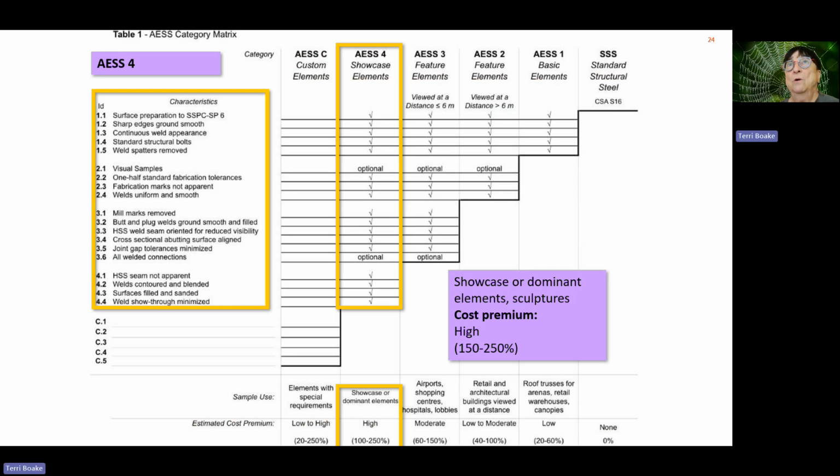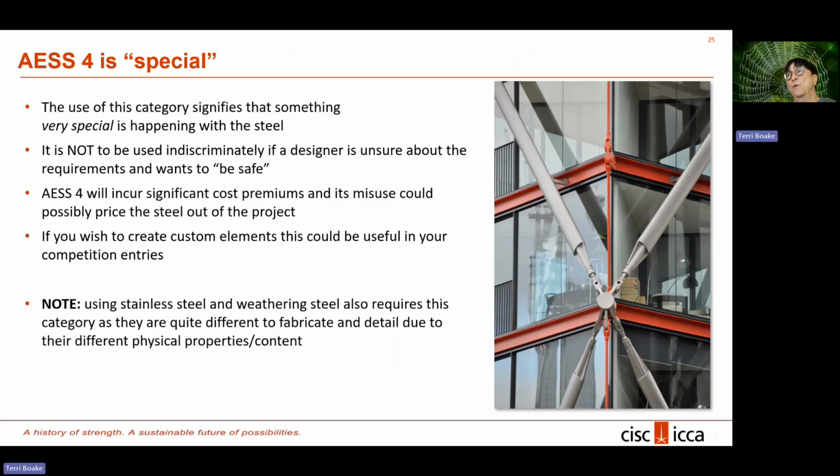AESS4 is your top category. Here you're going to be seeing a lot of weld grinding, a lot of use of custom plate material versus standard structural sections, and so filling and sanding of the surfaces as well. So the steel gets quite sculptural at this point. So AESS4 we consider to be very special. It signifies that something really unique is happening with the steel.